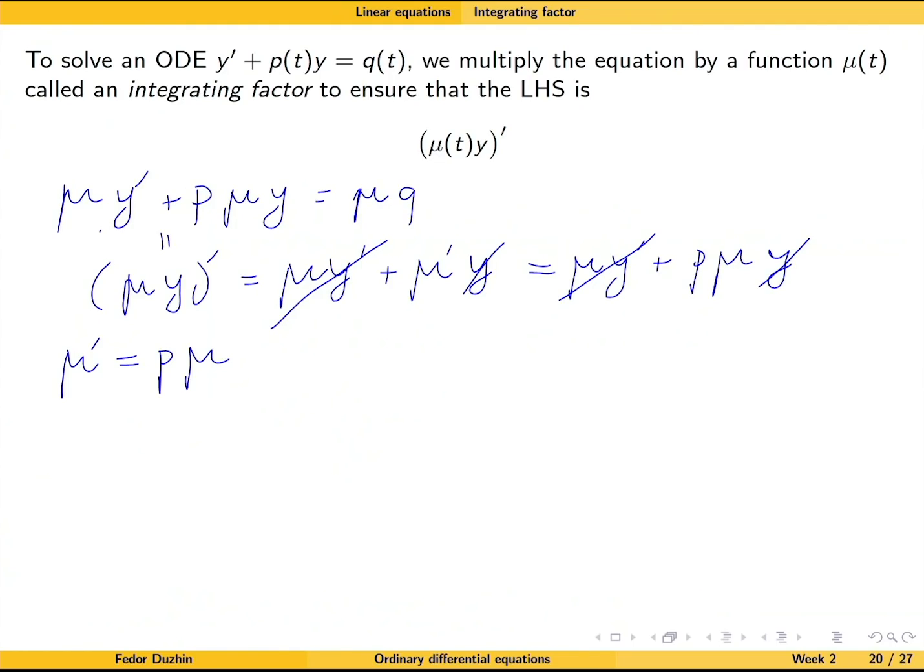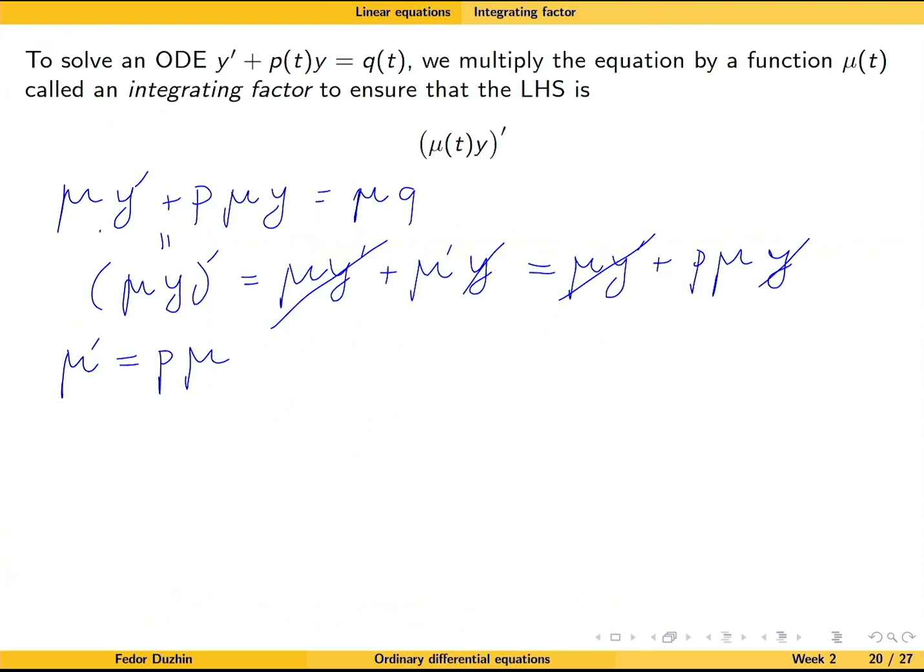So if we find this function mu satisfying this condition that mu prime equals p mu, and if we multiply our original differential equation, the left-hand side and the right-hand side, by mu of t, then we are going to transform it to the form where the left-hand side is the derivative of the product of mu and y. Okay? So now, is it possible to find it?